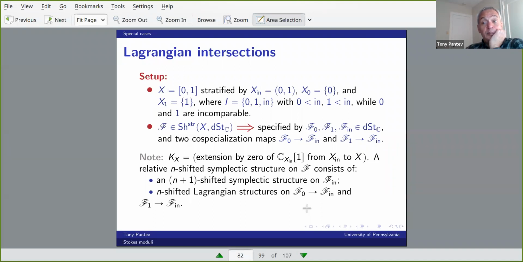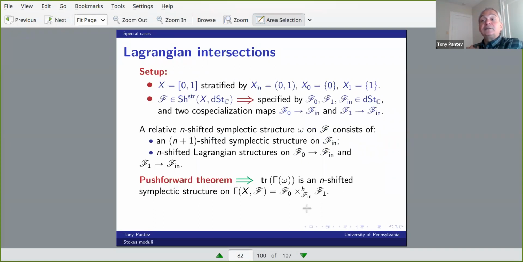And the push-forward theorem tells you that the trace of the global sections of that is an n-shifted symplectic form on the global sections of the stack. But the global sections of the stack are the intersection of the 2 Lagrangians inside the inner one, the derived intersection of the 2 Lagrangians. So this reconstructs this other theorem that we proved, that the derived intersection of 2 Lagrangians in an n+1 shifted stack is an n-shifted symplectic stack. So it's again a special case of this push-forward theorem.